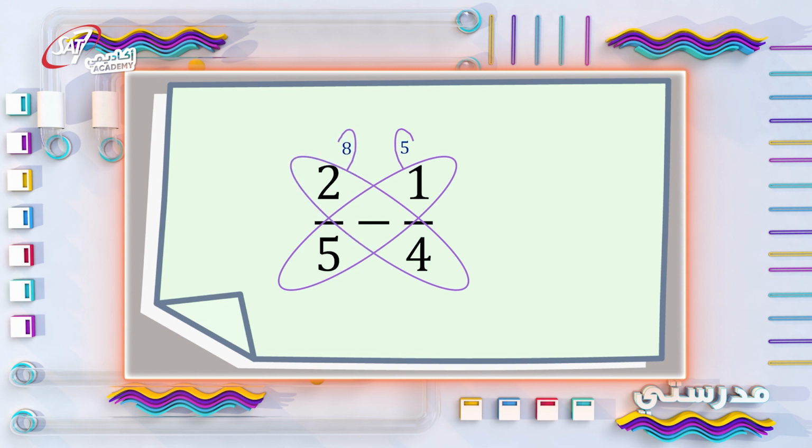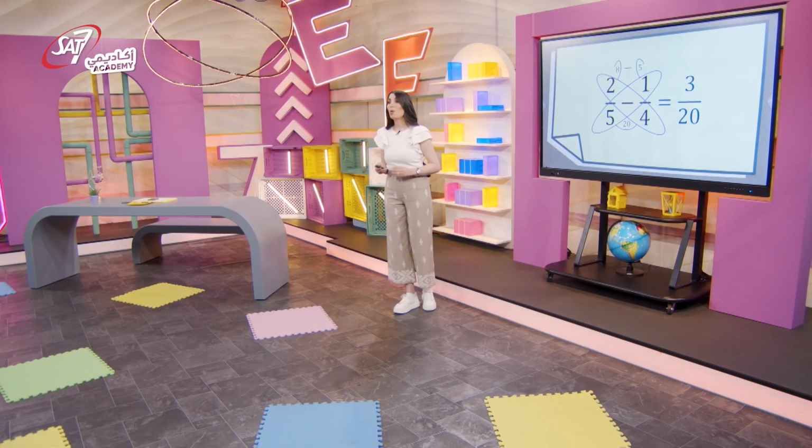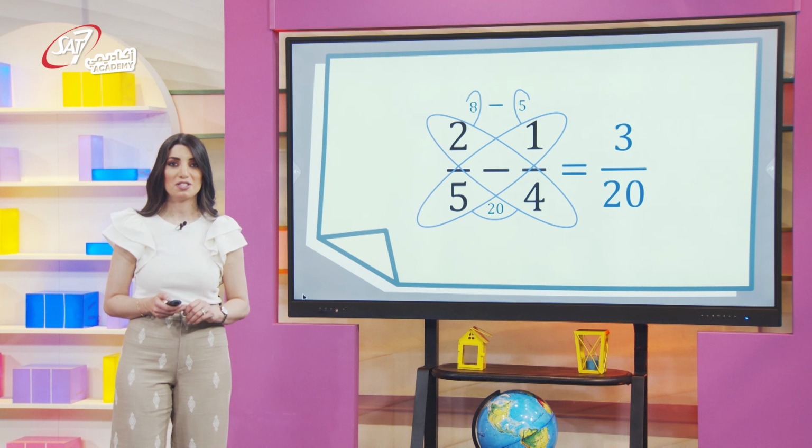Next, we multiply the denominators. 5 times 4 equals 20. Since we're subtracting, we must subtract the two numbers on the antennae on top. 8 minus 5 is 3. So our answer is 3 over 20. Mario walked 3/20 of a kilometer, which is 150 meters.